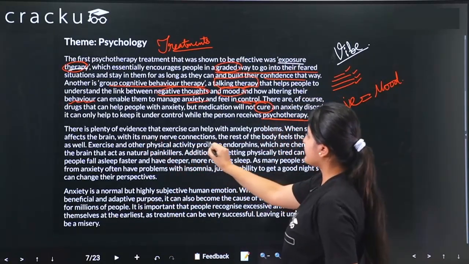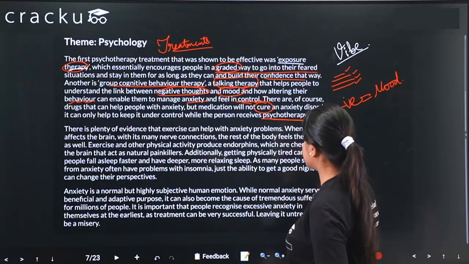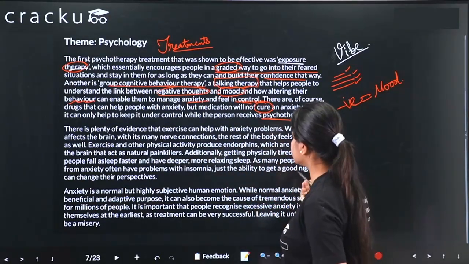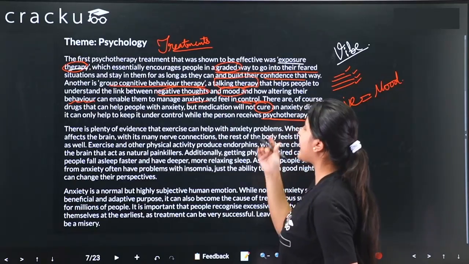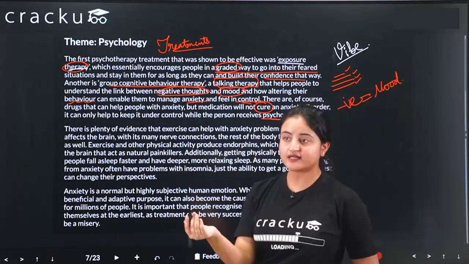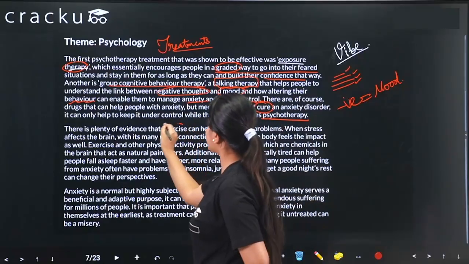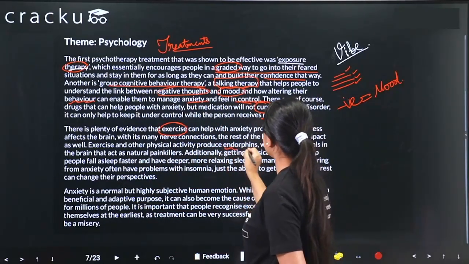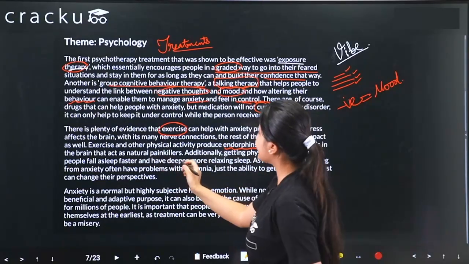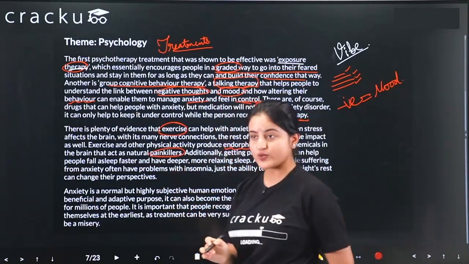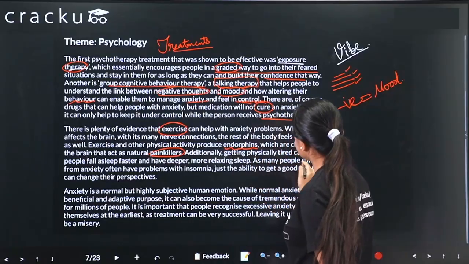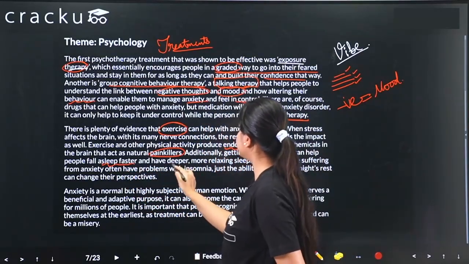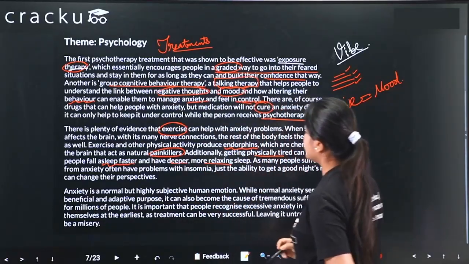There is plenty of evidence that exercise can help with anxiety problems. When stress affects the brain, with its many nerve connections, the rest of the body feels the impact as well. So now another thing that can help an anxiety disorder is exercise. Exercise and other physical activity produce endorphins, which are chemicals in the brain that act as natural painkillers as well. Additionally, getting physically tired can help people fall asleep faster and have deeper, more relaxing sleep.